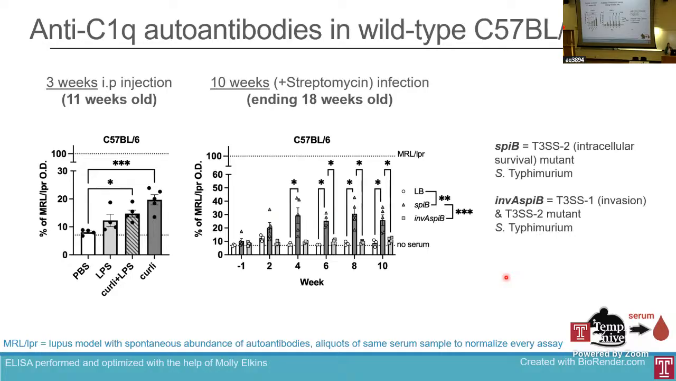So first, we confirmed that we actually did see these anti-C1q antibodies in Black 6 mice that were either IP injected with curli, just purified curli, or infected with Salmonella. We had to use an attenuated strain of Salmonella, but even so, we did see an anti-C1q response with the infection. And this is just in wild-type mice.